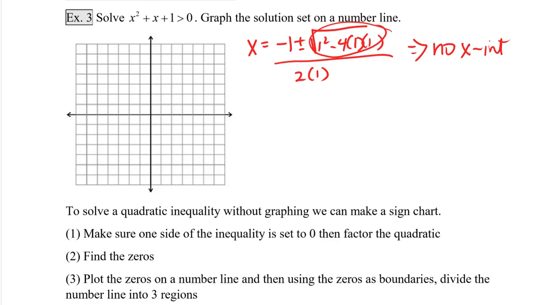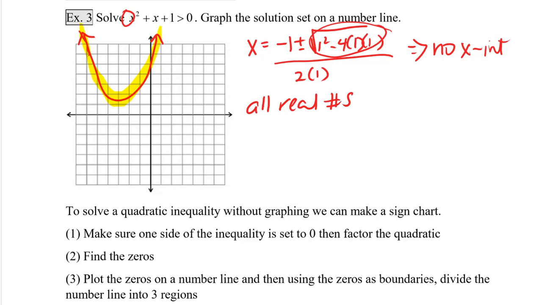x-intercepts. Okay, so I can't plot any x-intercepts, but I can still graph a parabola. Now when we look at the leading coefficient, this parabola is opening up. I don't even care where the vertex is. If I graph a parabola that's opening up, that has no x-intercepts, it could look something like that. I want to know when is that parabola greater than 0, or above the x-axis. Well, if there's no x-intercepts, the entire parabola is above the x-axis. This means that our answer is all real numbers.